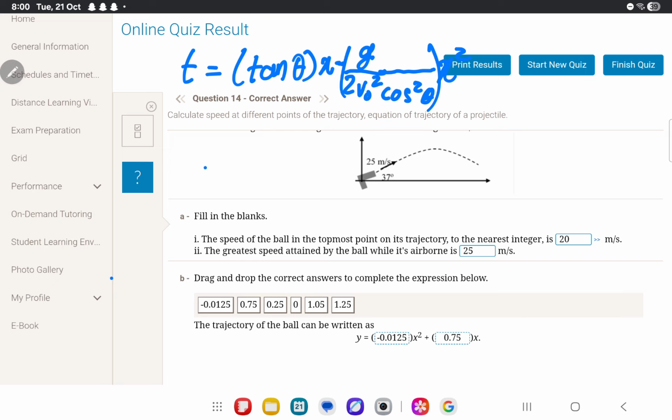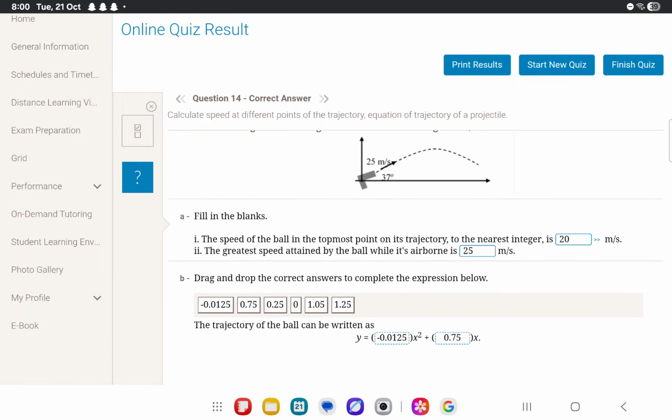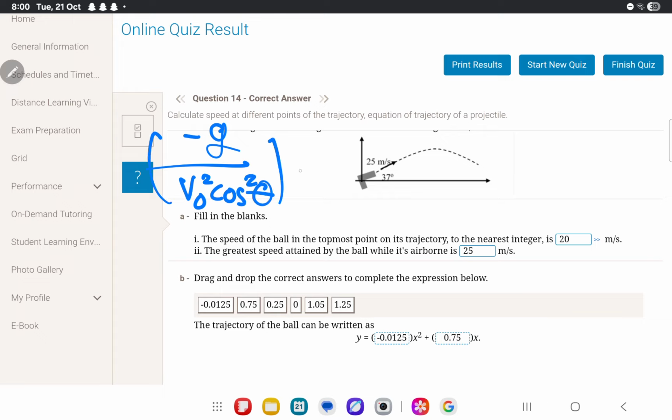Negative. How much did they tell us to take g as? I'll take it as 9.8, I'm assuming. 10, okay, perfect. So negative g over v0 squared cosine squared theta in brackets, x squared. Negative 10 over v0 squared, which is 25 squared, cosine 37, close the bracket and square it, you'll get negative 0.0125. Okay, this is perfect, done.